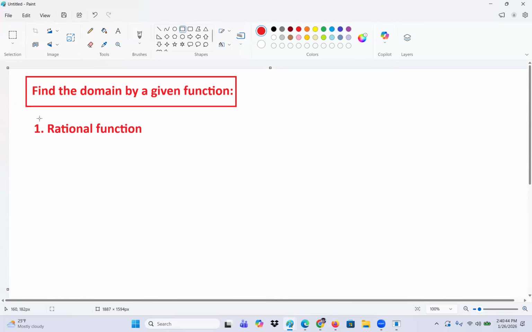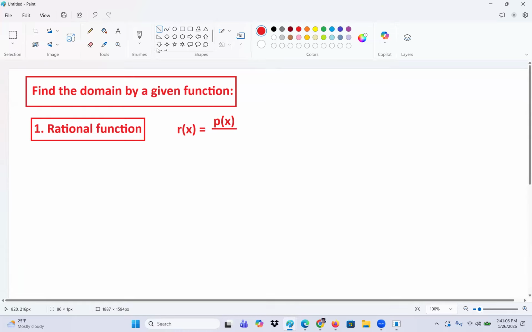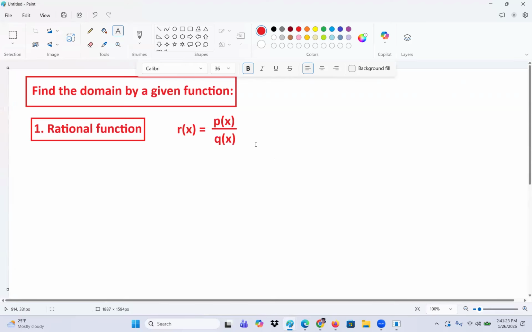In order to find the domain of a rational function, we make sure that in the domain we include every point. So let's say we have f of x equal to p of x over q of x. Remember, you cannot do anything like 1 over 0. For example, you can use the Desmos calculator. We hit 1 over 0, and it's undefined.